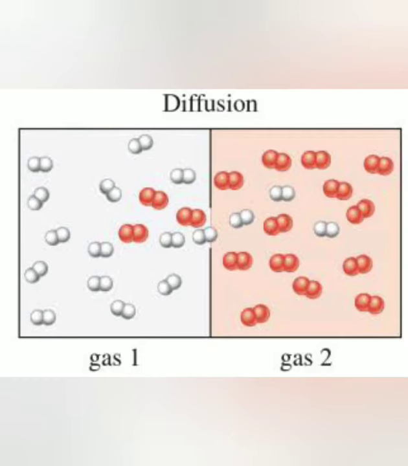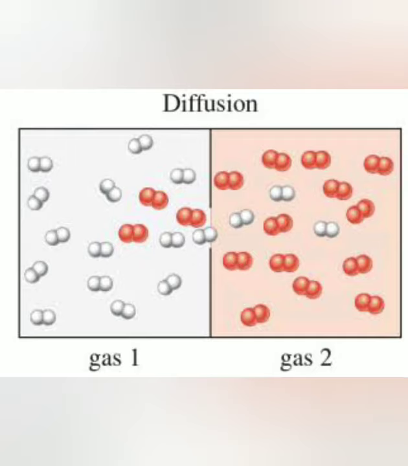Next property, gases diffuse very rapidly. Since the interparticle spaces are very large and interparticle forces are quite weak, the particles of one gas can readily move into empty spaces of another gas. That is why the diffusion is maximum among gases.